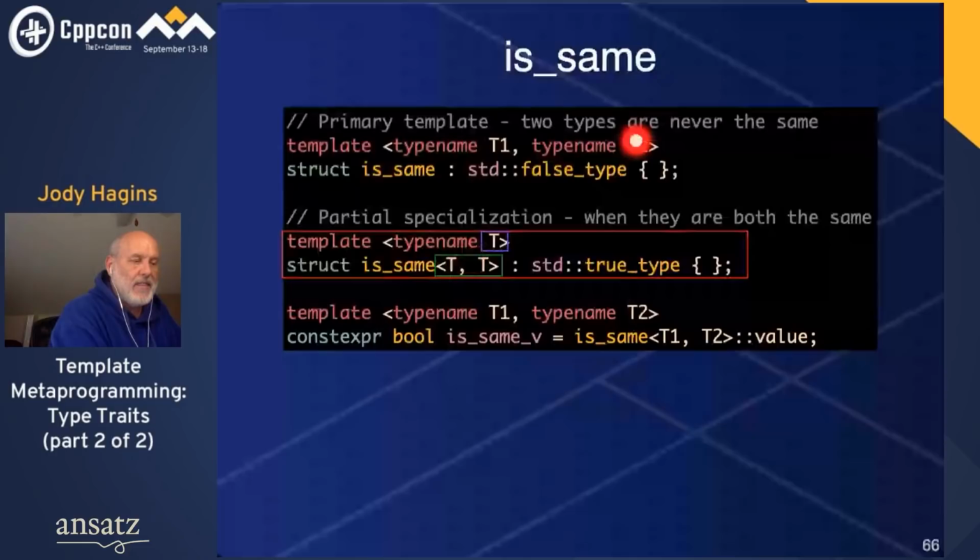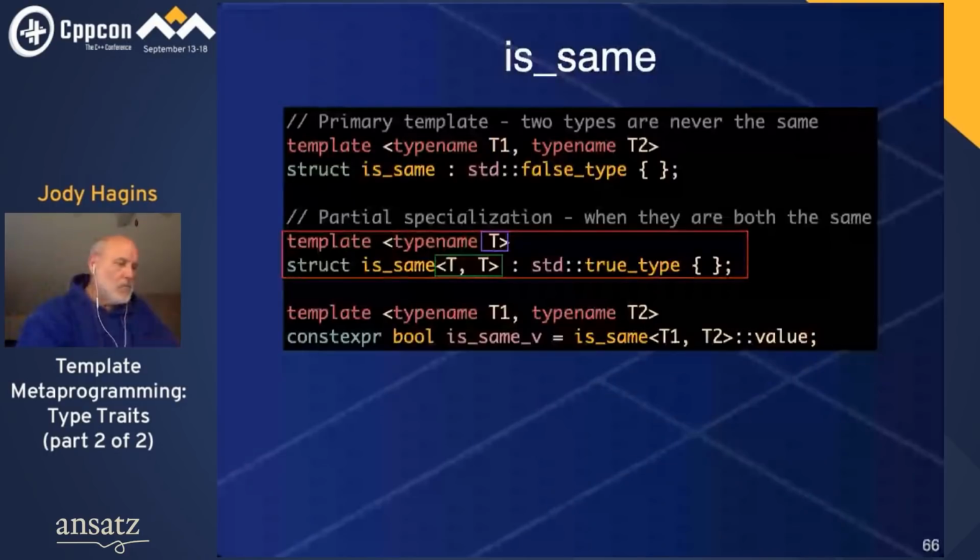Okay, so when you specialize it, this has to match this. But it doesn't matter what's in this part. Anything you want to put in there is fine. Okay, and so in this case, I've got one type because I want to match when they're both the same. Okay, when both of those types are the same.